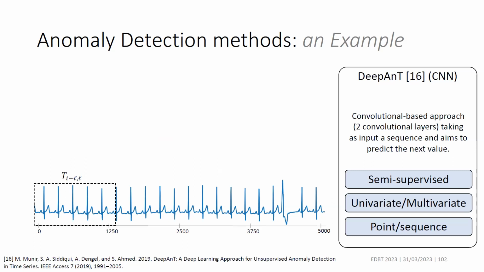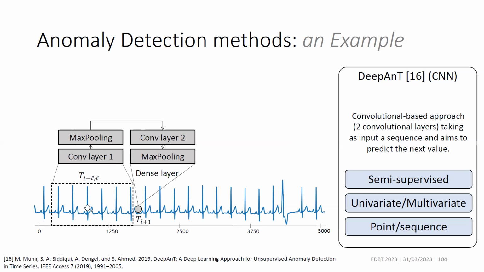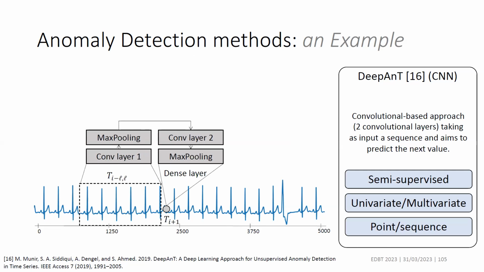Another interesting approach used a CNN, a convolutional neural network, to do this. Here we have a subsequence, and then a first convolutional layer, a max pooling operation, a second convolutional layer, a max pooling operation, and then a dense network that will connect to the next point. Okay. This is a simple architecture, but it works quite well.